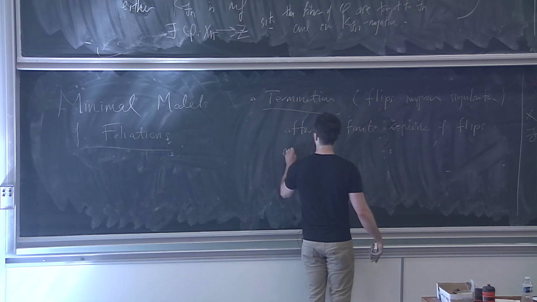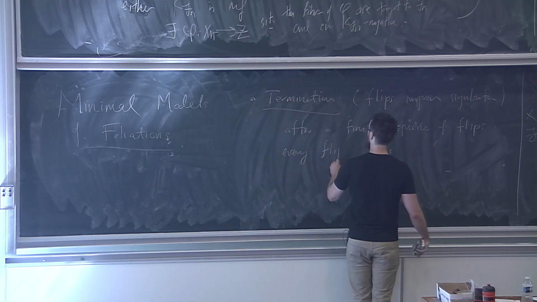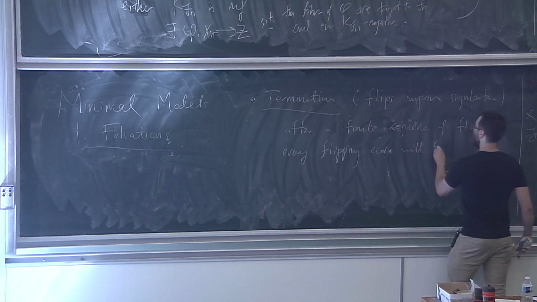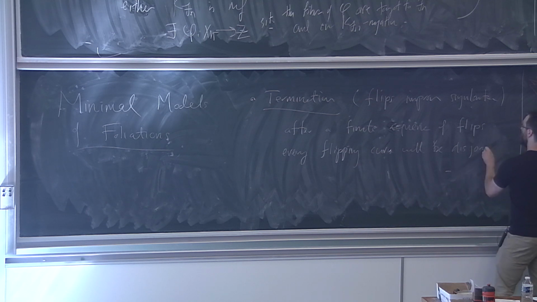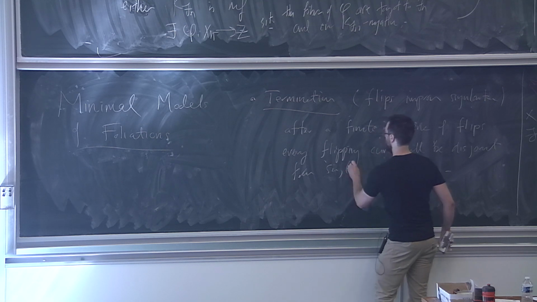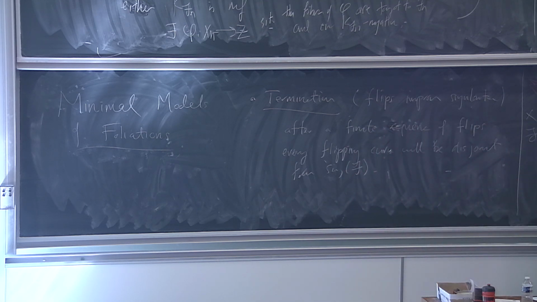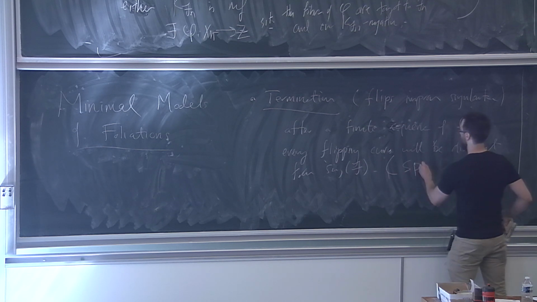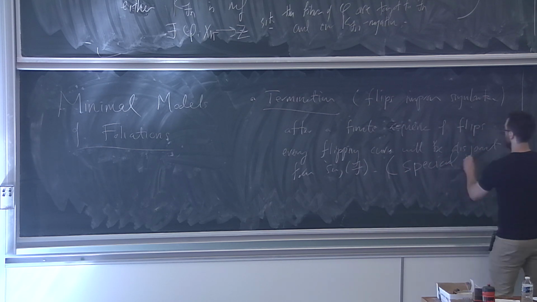So the flipping curve will be disjoint from Sing F. And what you can show next is that after a while, you don't touch the singular locus of the foliation. So I guess this is really a version of special termination for foliations.